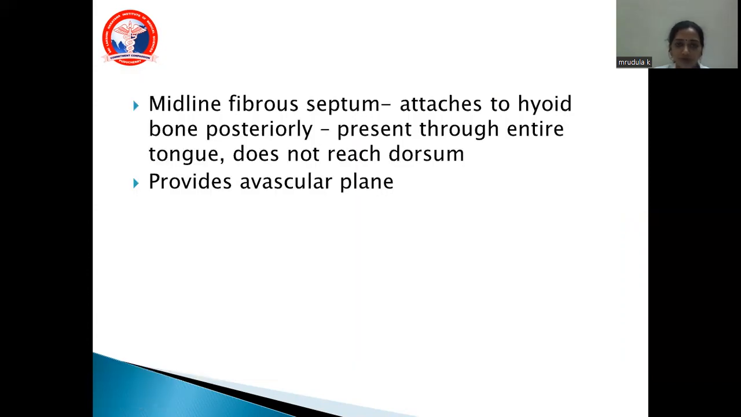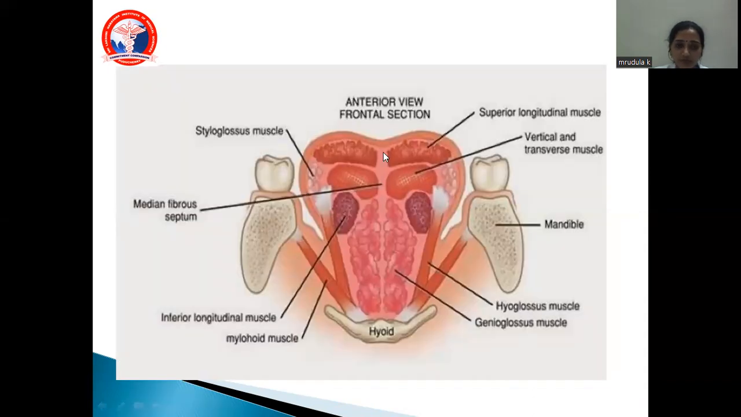So there is a midline fibrous septum which attaches to the hyoid bone posteriorly, and it is present through the entire tongue and does not reach the dorsum of the tongue. It provides an avascular plane. So this is the midline or median fibrous septum.